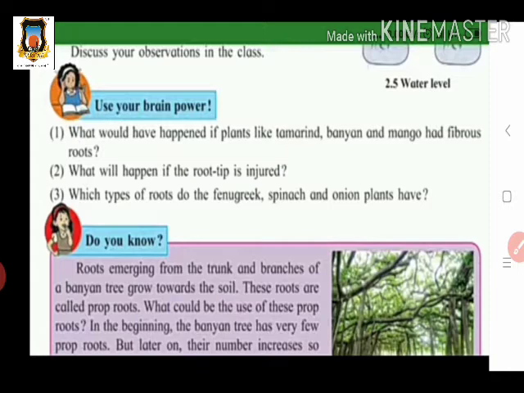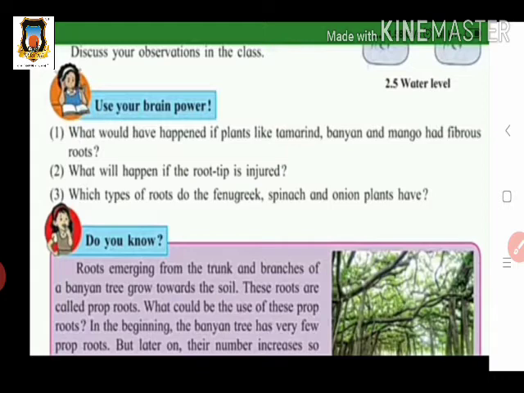In the beginning the banyan trees have very few prop roots, but later on their number increases so much that it appears like a small forest. So such type of roots give support to the plant to withstand on the earth, because it has very heavy and a large number of branches, and these are also growing again at a very fast speed. So for surviving on the earth surface, having a heavy trunk and branches on it, these prop roots give support to the banyan tree, okay.